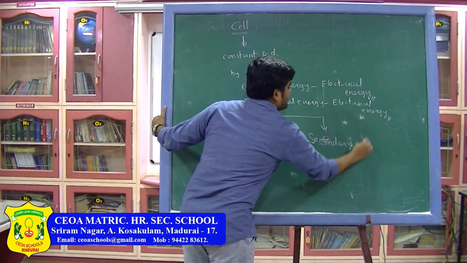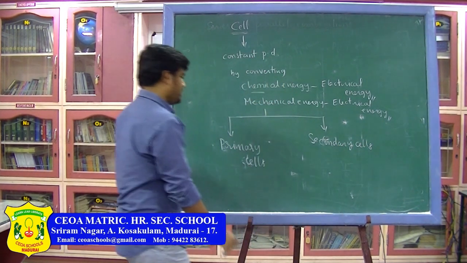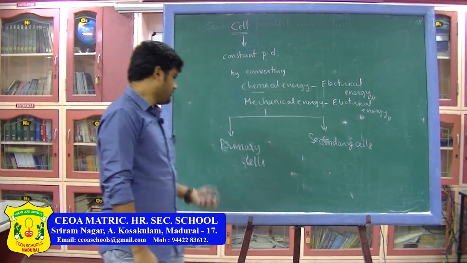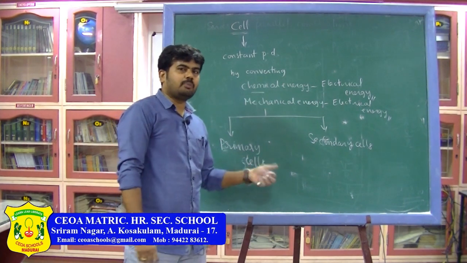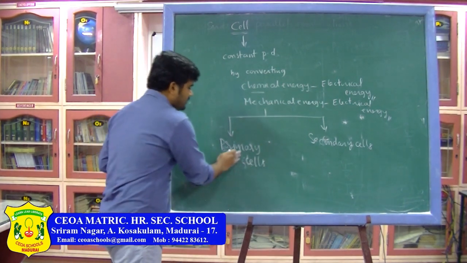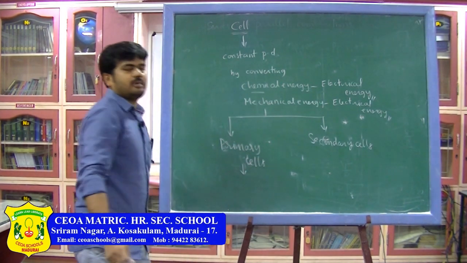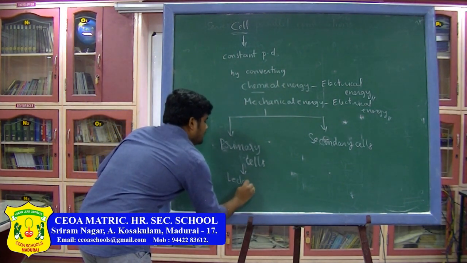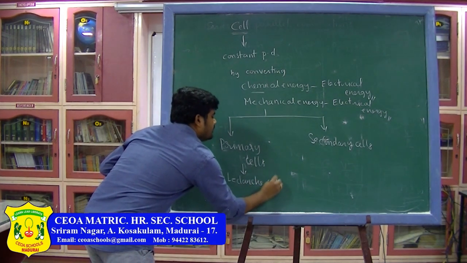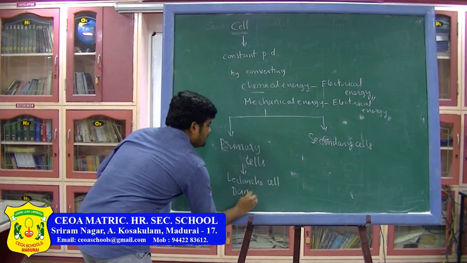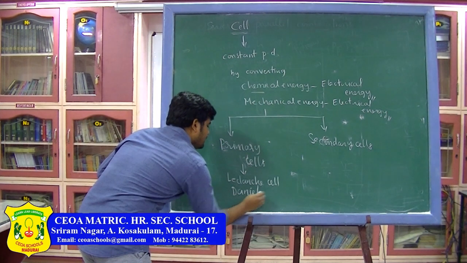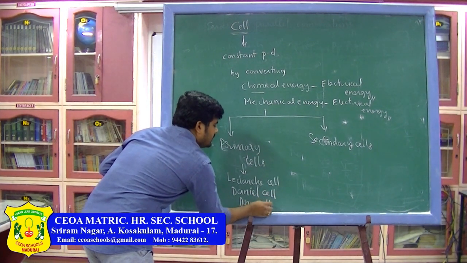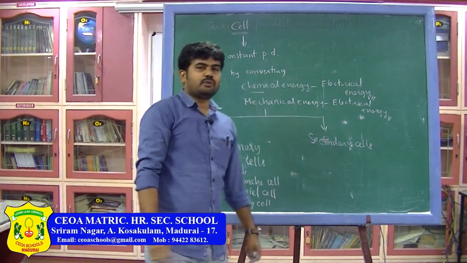Primary and secondary cells. Primary cells are nothing but the cells which once used up cannot be recharged, meaning that after using they cannot be recharged further. That kind of cells are known as primary cells. Examples of primary cells are Leclanche cell, Daniell cell and dry cell. Dry cell, that is the cells which we use in our torch lights.